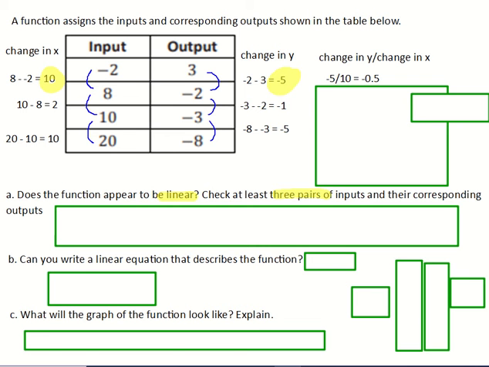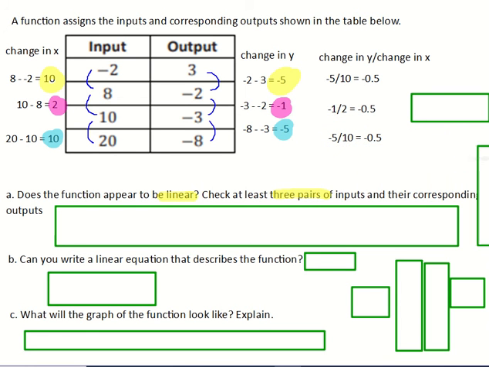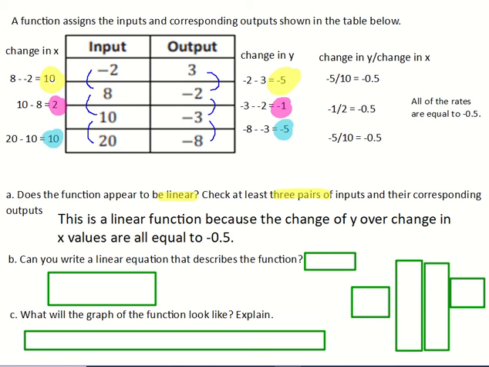For the next set of values, you have -1, and you're dividing by 2. So -1 divided by 2 is -0.5 again. And then the last set of changes, you have -5 over 10, and you get -0.5 again. So please note here, all of the rates are equal to -0.5. So the rate of change is constant, so we're going to answer the following. This is a linear function because the change in y over the change in x values are all equal to -0.5.